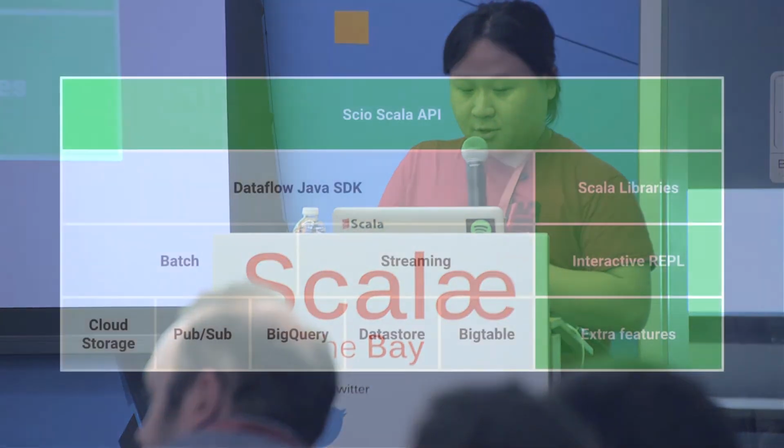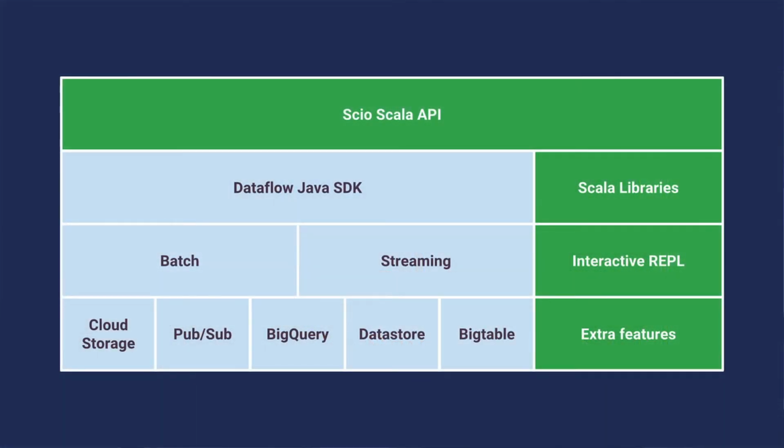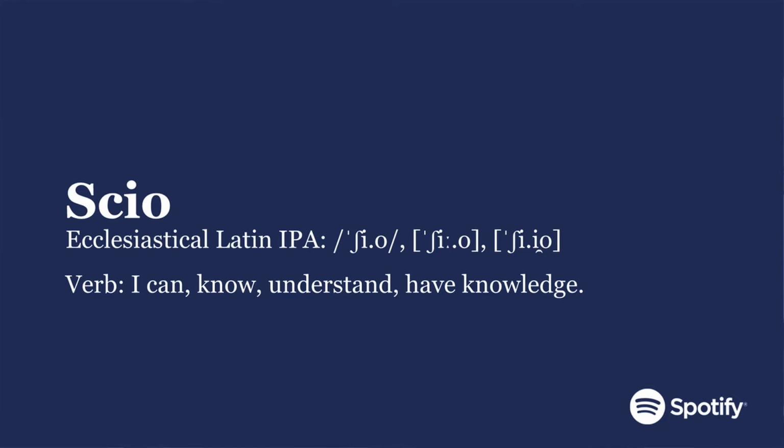So this is what it looks like. Basically, we took the Java SDK and all the goodness from the Google Cloud and put a bunch of Scala APIs, wrappers, and utilities on top, to make our life easier. So the name Scio, it's pronounced Scio. It's ecclesiastical Latin, which is the type that the Pope speaks. That's what I'm told. So pretty classy.